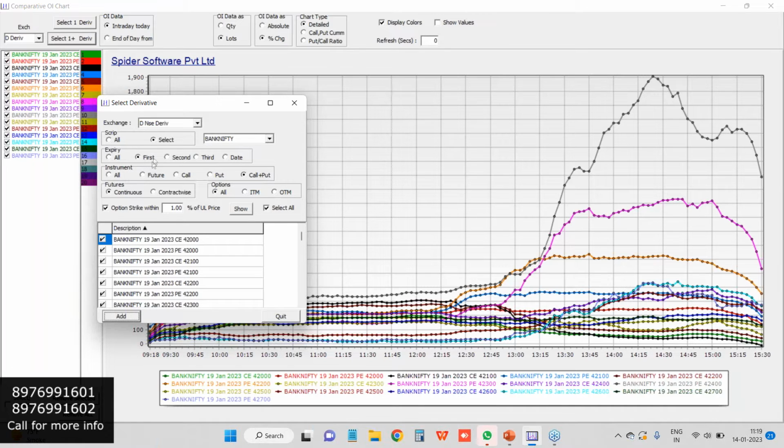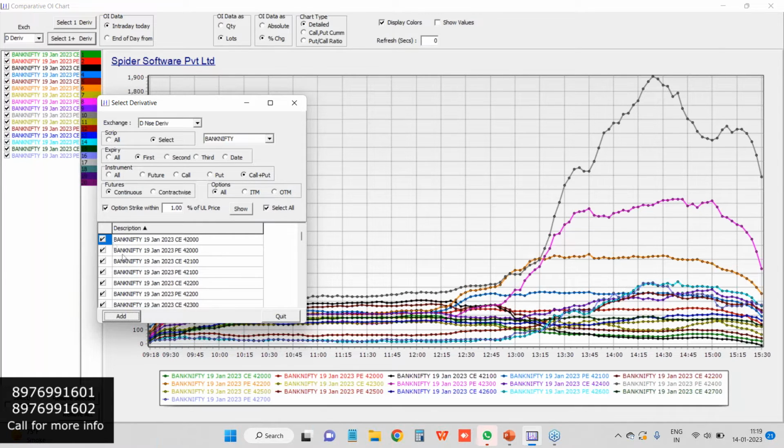You can go for first expiry if you're interested in first expiry. Then go for call put both. Keep it continuous and option type as all. Then this is what I was talking about. When you're going for Nifty and Bank Nifty indexes, you should keep this range as 1%, because a 1% range from the underlying price is enough. And you have to tick over here. You have to click on show.